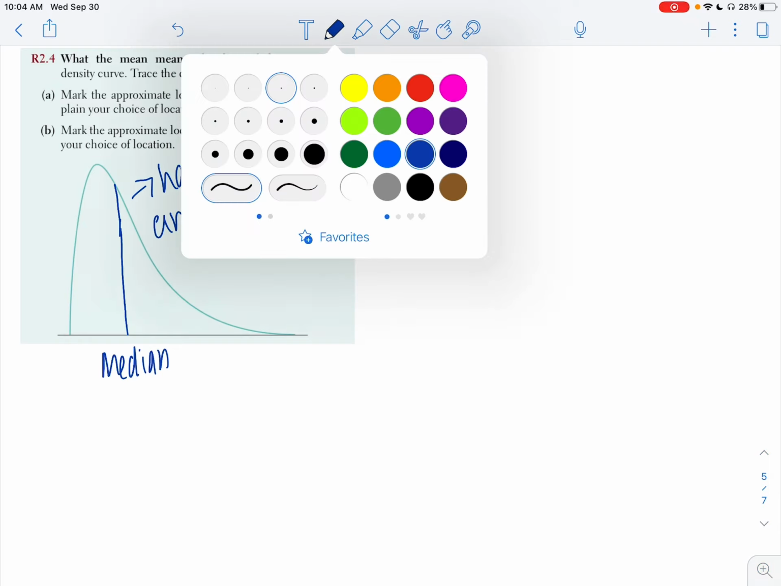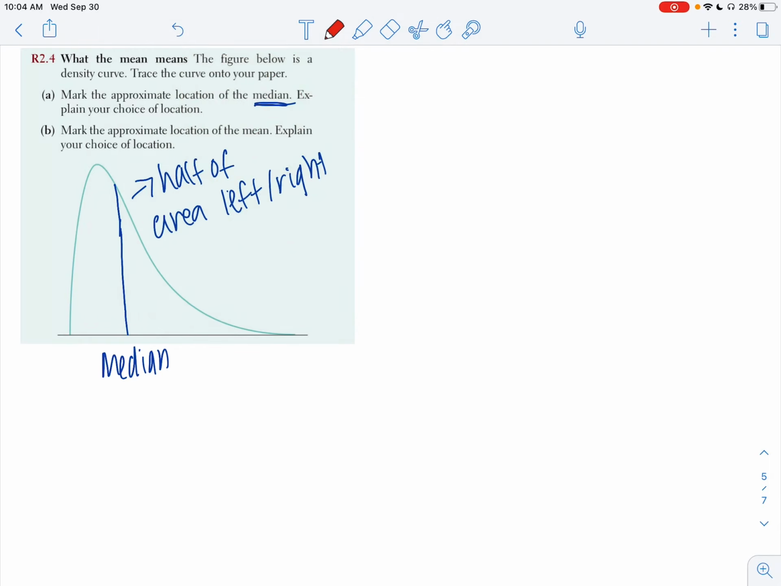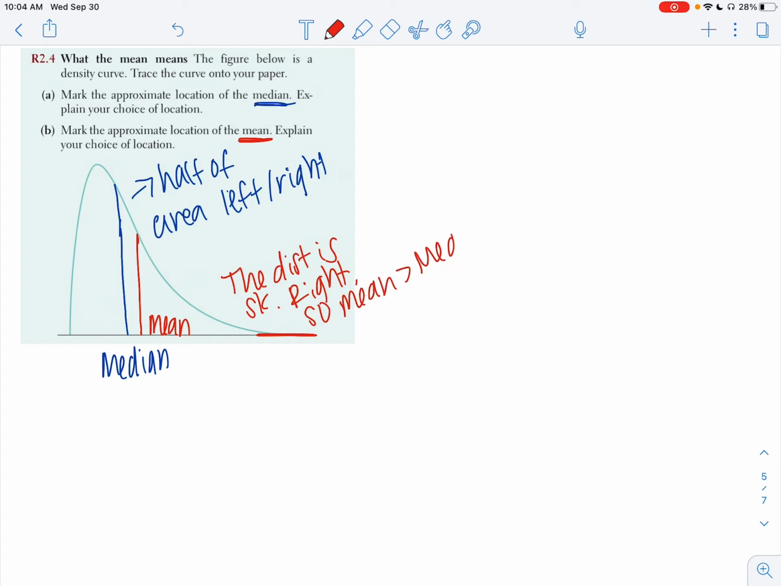If I'm looking at part B, I'm going to change the color so we can see the difference here. Mark the location of the mean or the average. The average is going to be slightly to the right here because these higher values are going to bring up the average. The distribution is skewed right. So the mean is greater than the median in this case.